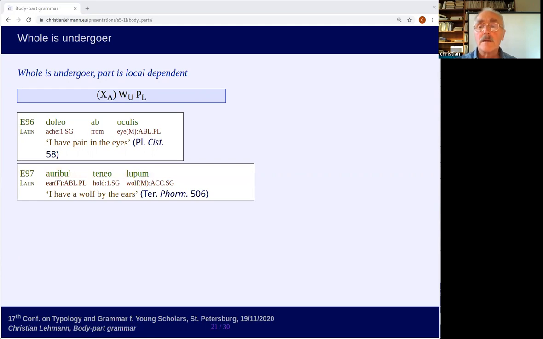This construction has sometimes been tackled with the transformational notion of possessum demotion. However, again, it must be said the construction does not code possession. The possessive relation is an inference based on P's semantic relationality.